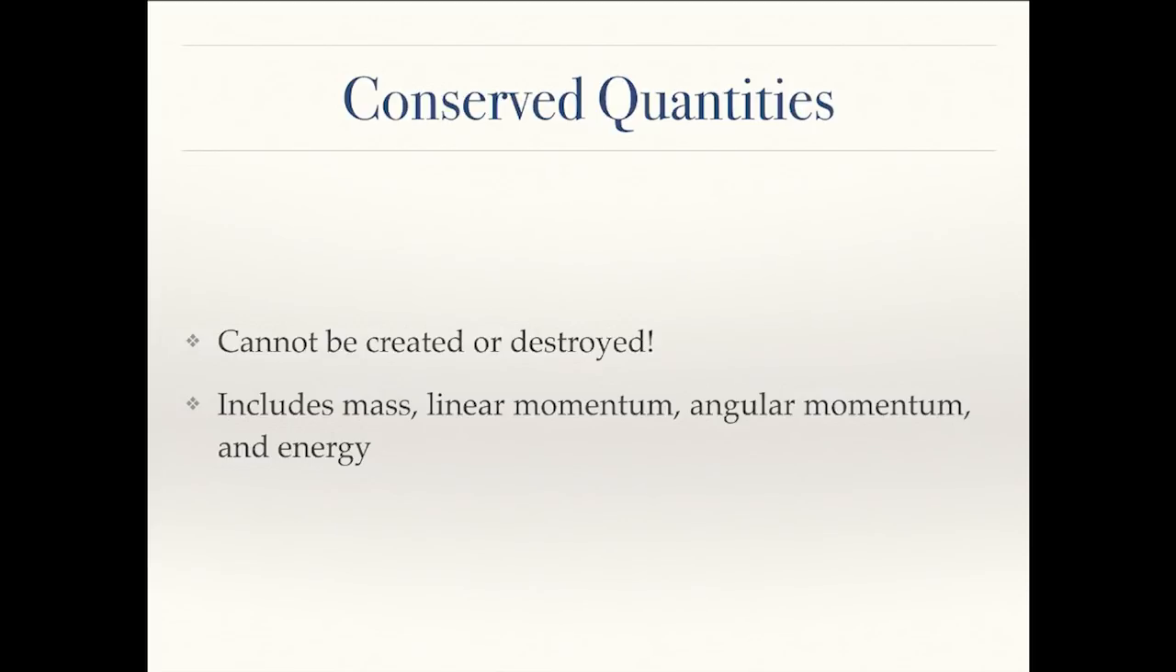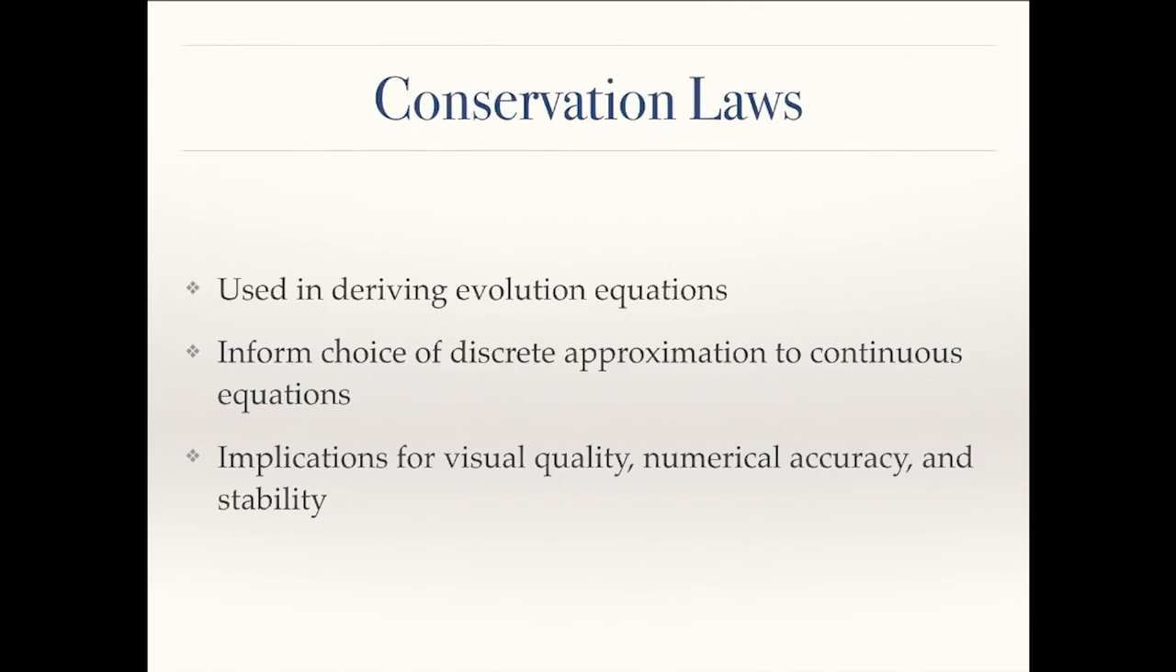Conservation of mass and energy are said to be inexact because really there's a mass-energy equivalence, but we don't really worry about that in physics animation too much because we're in a regime where we can assume that they're conserved. Okay. So why are these important in physics-based animation?